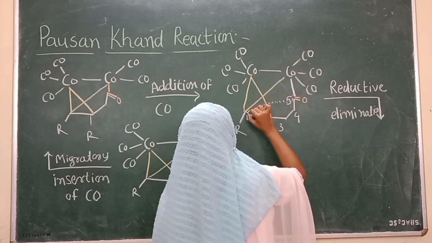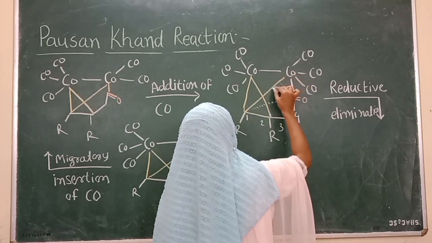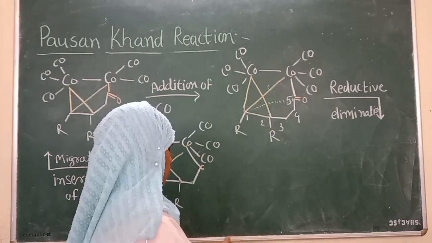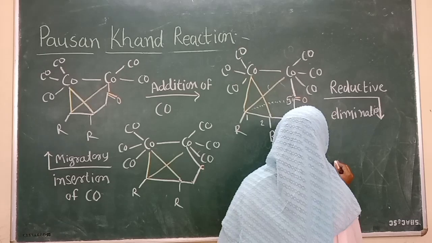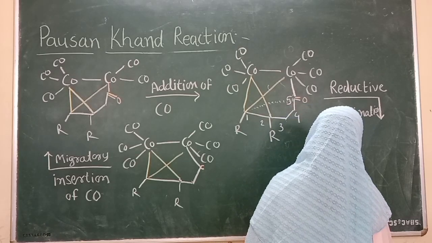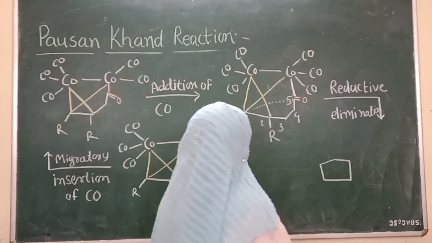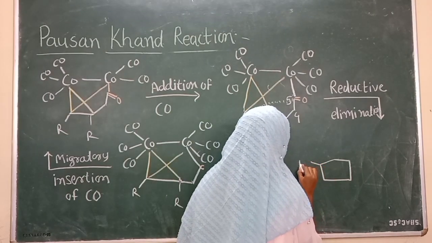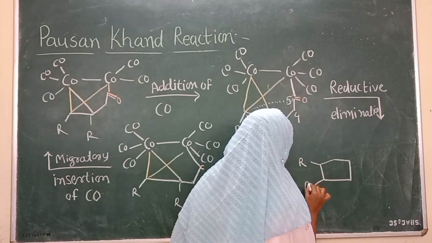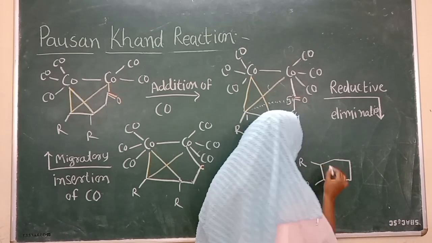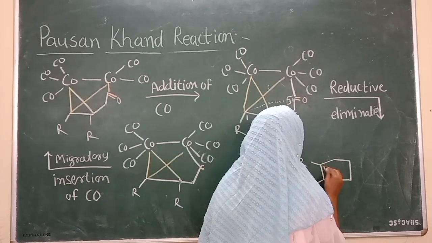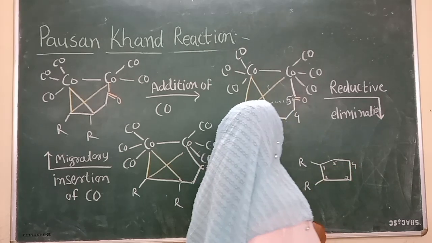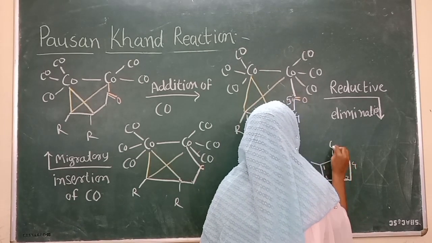And the bond between this carbon number 1 and this cobalt will break. Okay? Now we get a 5-membered cyclic ring. The first position has a substituent. We simply number it 1, 2, 3, 4, and at the 5th carbon we have the carbonyl group.